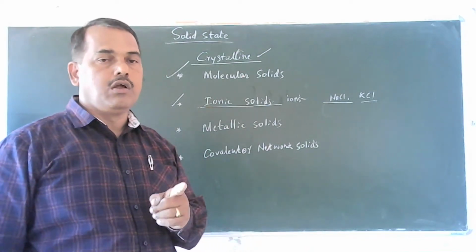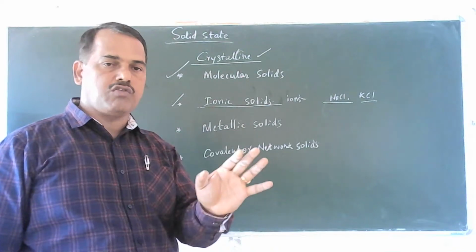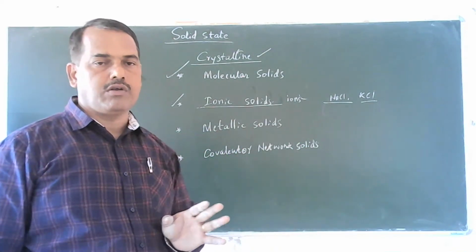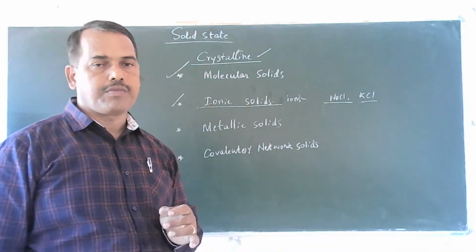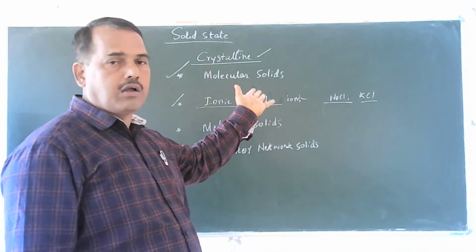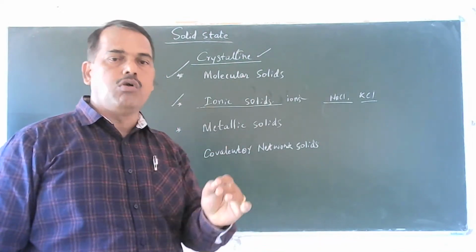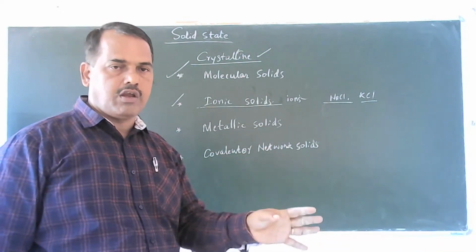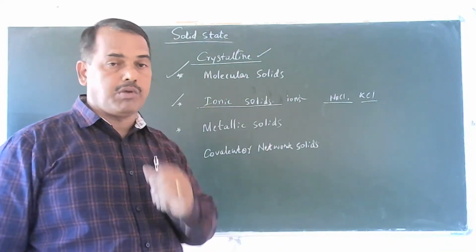In ionic solid, what are the characteristics we have to remember? Ionic solids are stable at room temperature. The constituent particles are ions. They are bad conductors in solid state. If they are in molten or liquid state, ions can conduct electricity. That point you have to remember.